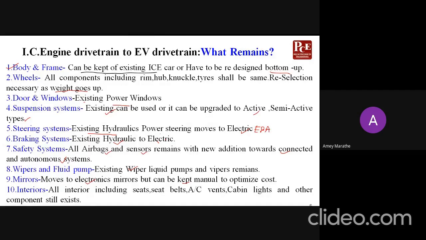Interior, all the interiors, including seats, seat belts, AC vents, cabin lights, and all the other components, still exist in EV as well. So this is a fair idea of what should remain if I want to shift from IC engine to EV.